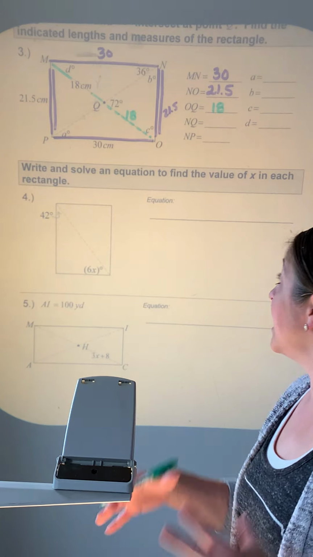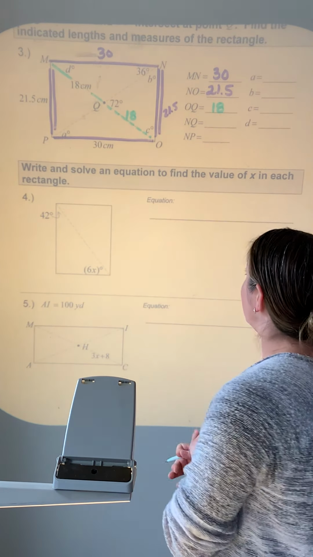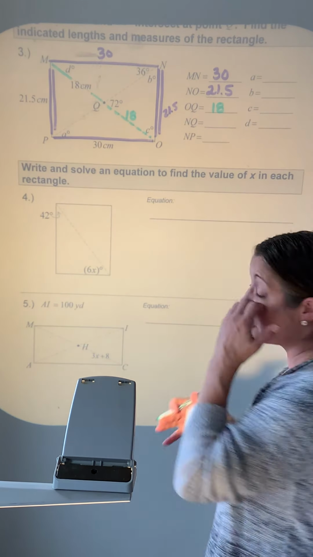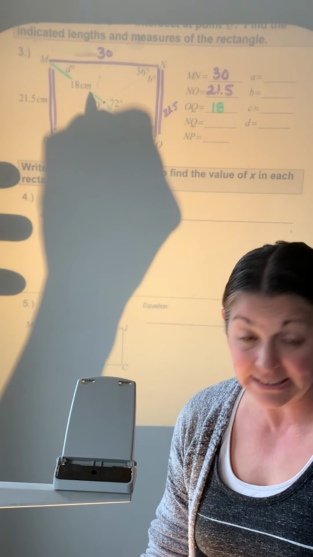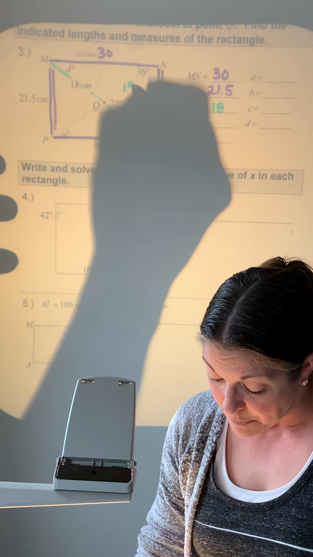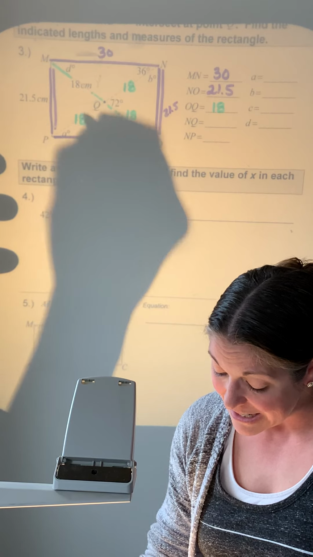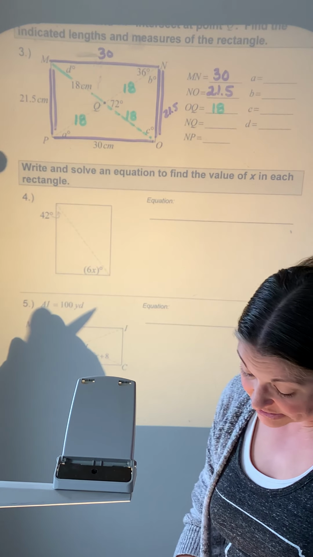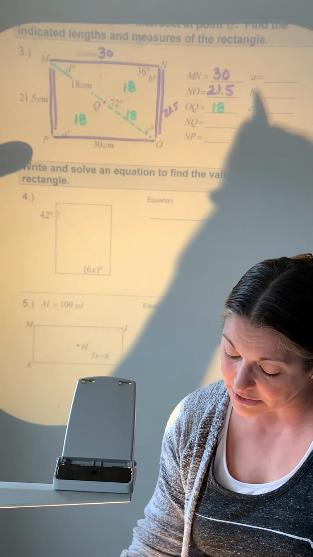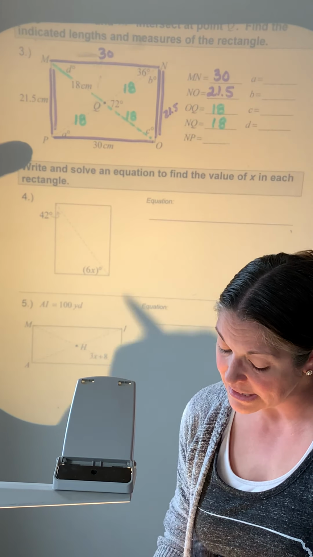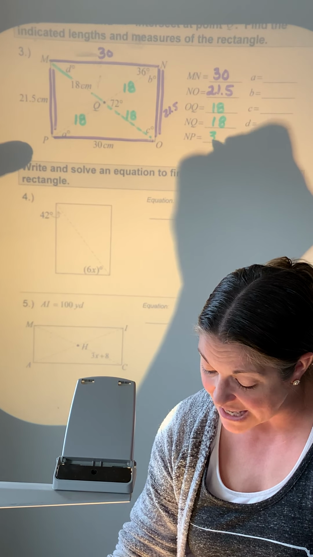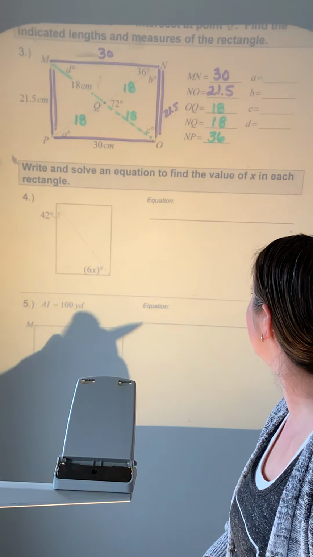But what's especially cool about this rectangle is that all of these little parts inside are going to be the same. So since this is 18, obviously this is 18, that's parallelogram rules. But now I know this guy's 18 and this guy's 18. So that's going to help me out with this next one, NQ, right here to here, 18. NP is now just the entire diagonal, so we'll just add those up and get 36.